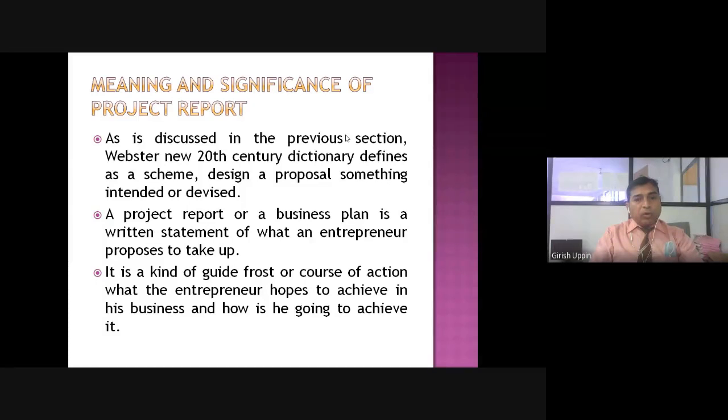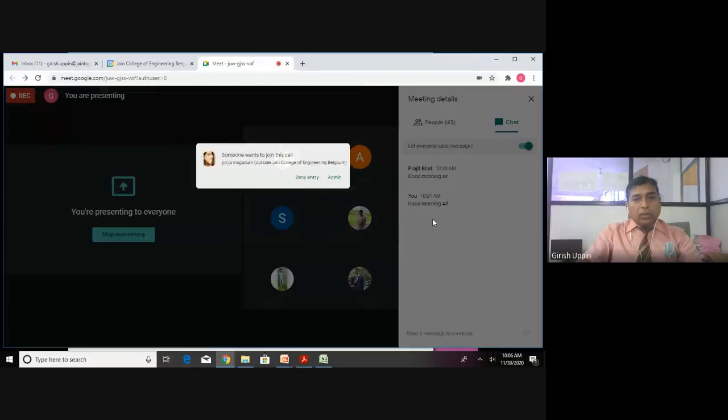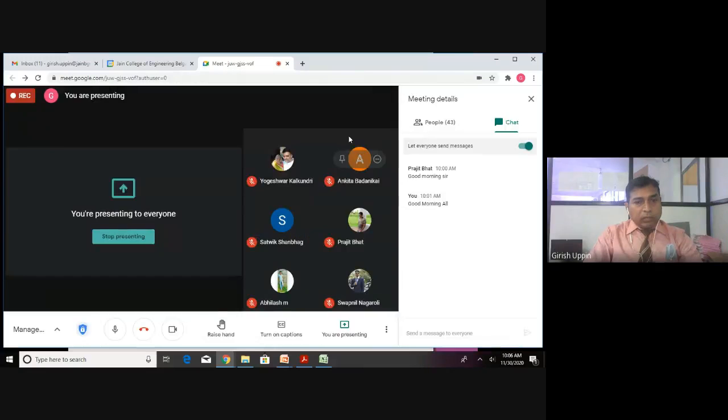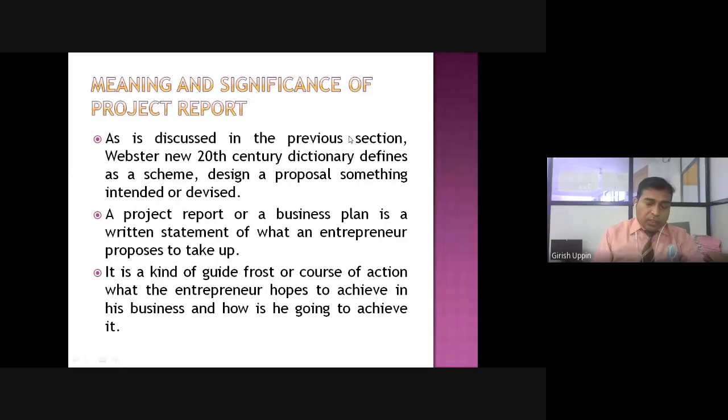A project report or a business plan is a written statement of what an entrepreneur proposes to take up. So, what is a project report? It's a kind of business plan, and it is a written statement. It is a written document where the entrepreneur tells what he is trying to do or what he is trying to establish. It is a guide, a course of action, of what the entrepreneur hopes to achieve in his business and how he is going to achieve it.